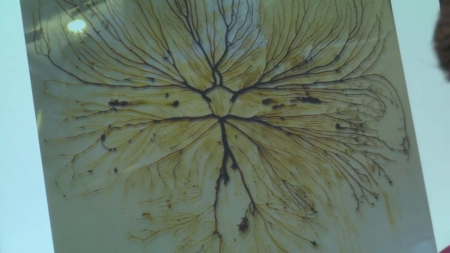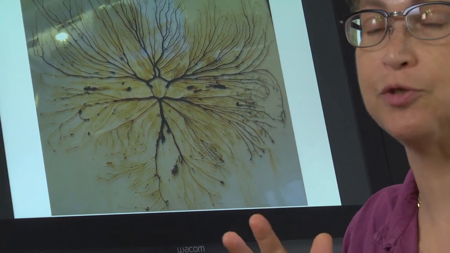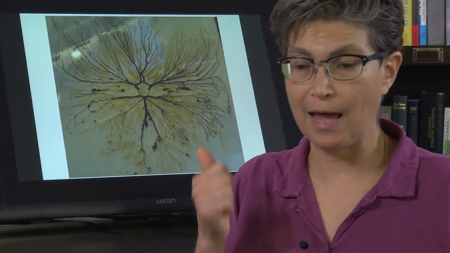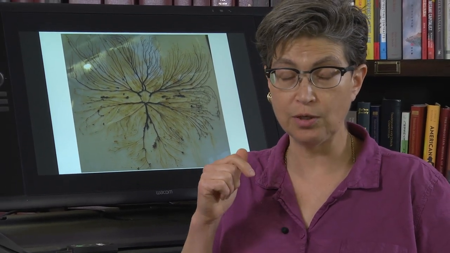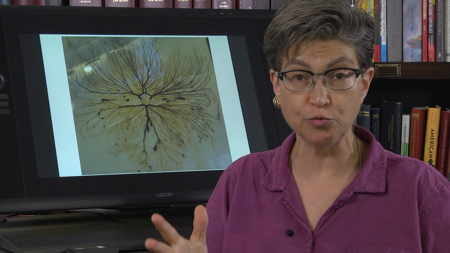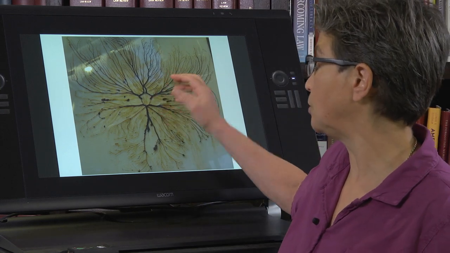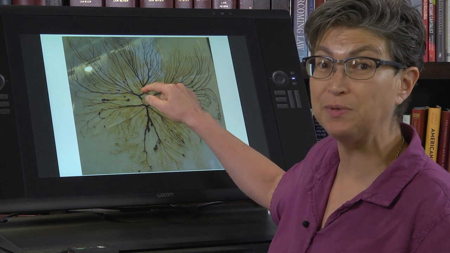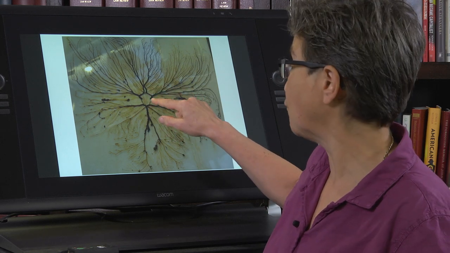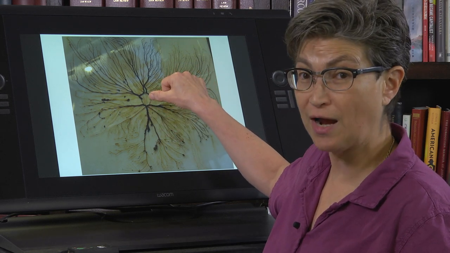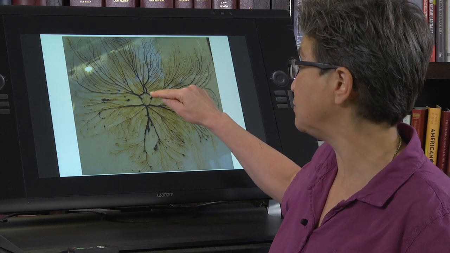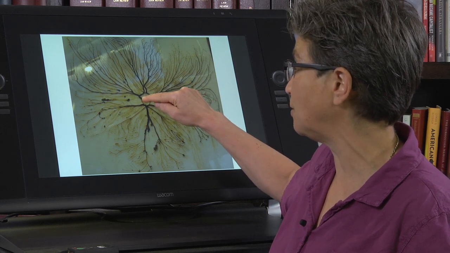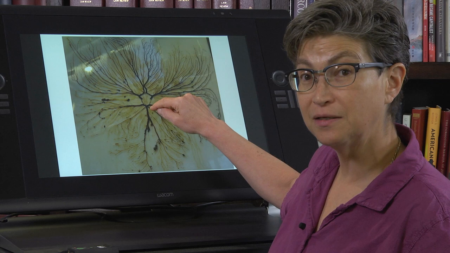There are two things that we should remember about the circle of Willis. Number one, at its best, it will allow you to lose cerebral blood flow in one of these components and be saved by the rest. So for example, one internal carotid could block up and you'd still get blood from the other side.